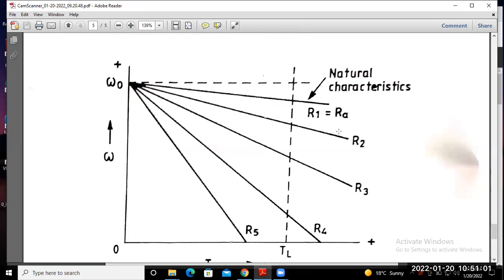And we can say that R1 is less than R2, R2 is less than R3, and R3 is less than R4. So when you increase the resistance, the speed versus torque characteristic of the motor changes.